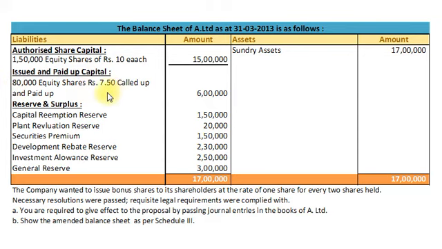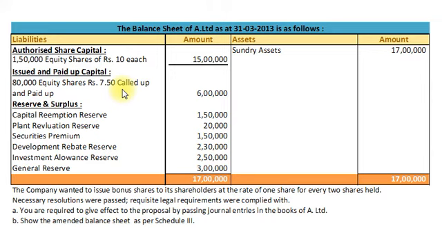So bonus amount would be equal to uncalled amount, that is rupees 2.50 per share. 10 minus 7.50, that is 2.50 per share, multiply 80,000 shares. So it would be rupees 2 lakh. So first of all, to make our partly paid up equity shares fully paid up, we need to give them bonus of rupees 2 lakh.